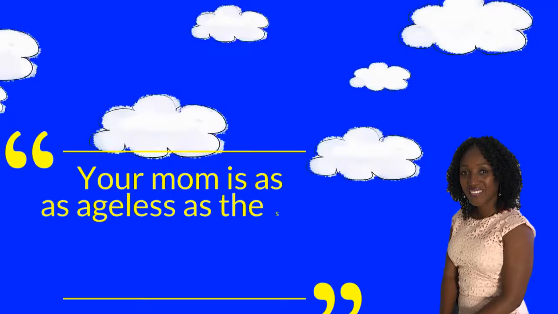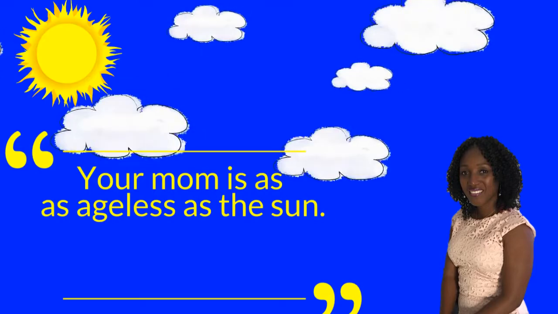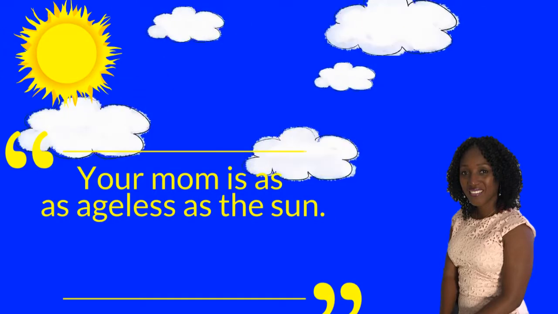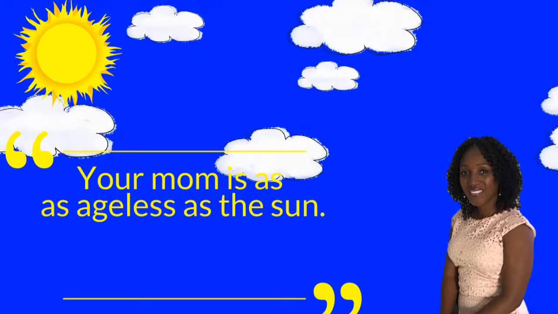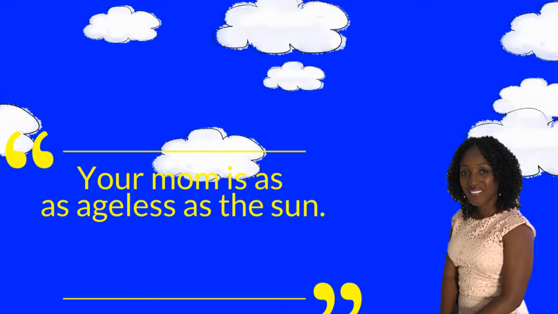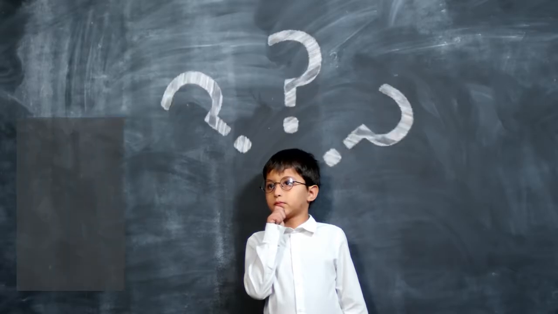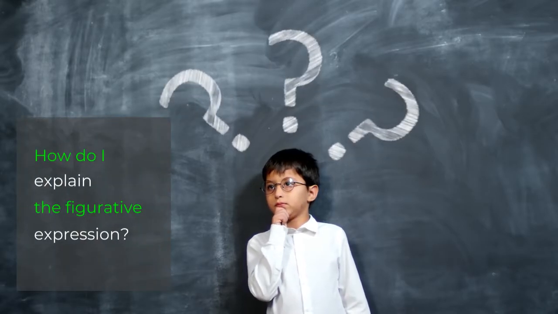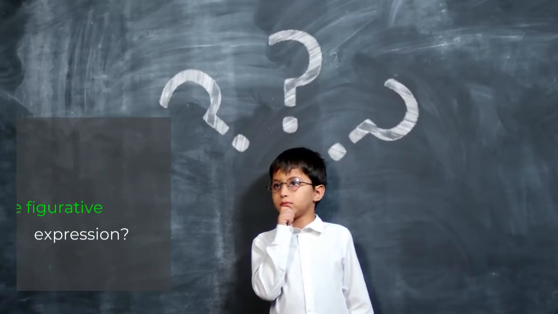Can you explain the following expression before we begin? Your mom is as ageless as the sun even after 20 years. What does this expression mean? Can you say? How would you go about explaining that or any other kind of figurative expression?